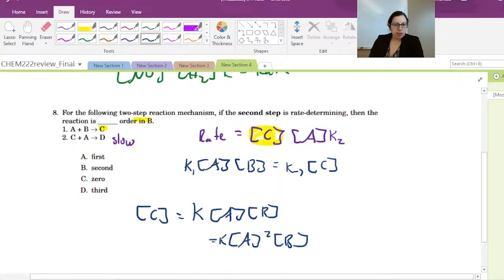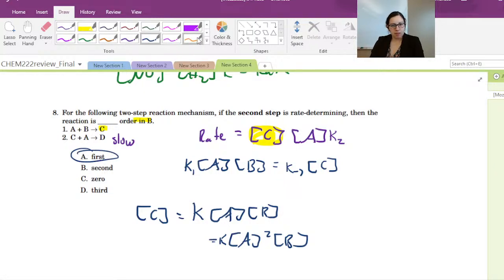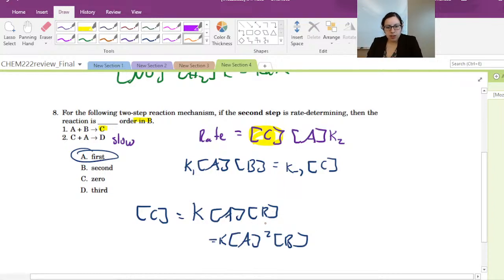Excellent. So then what was the answer to the quiz? What order is it with B? First order. So first order with B. And again, this quiz didn't ask for it, but what is A's order? Second. So second order in A.